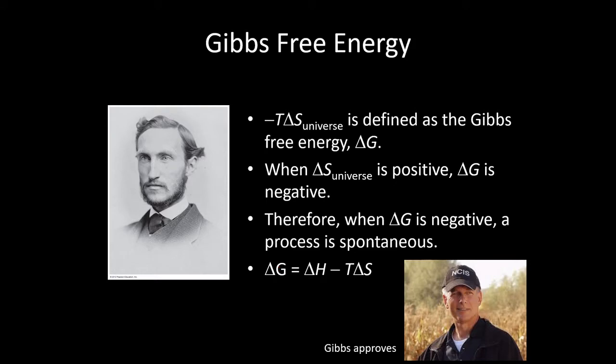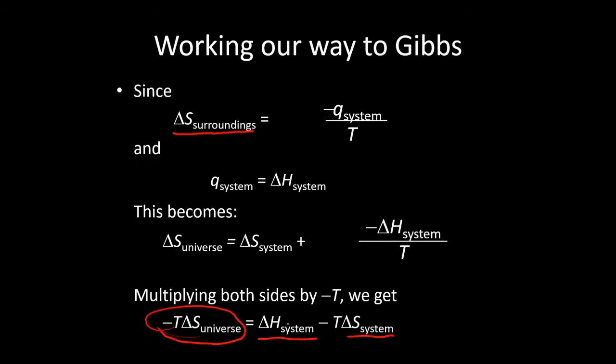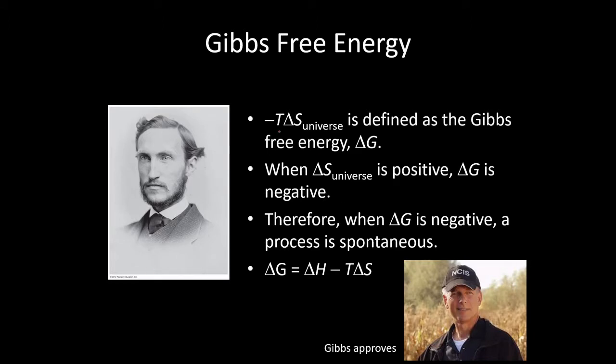A guy named Gibbs, and I cannot remember his first name for some reason, but Gibbs, that's him right here, took that other part of the equation. So we had this stuff over here, the enthalpy change of the system minus T times the entropy change of the system. That is equal to negative the temperature in Kelvin times the entropy change of the universe. He took that and he defined it as a new value, and he called it the Gibbs free energy, or actually I think he just called it the free energy, and it was named after him later. It's now called the Gibbs free energy.